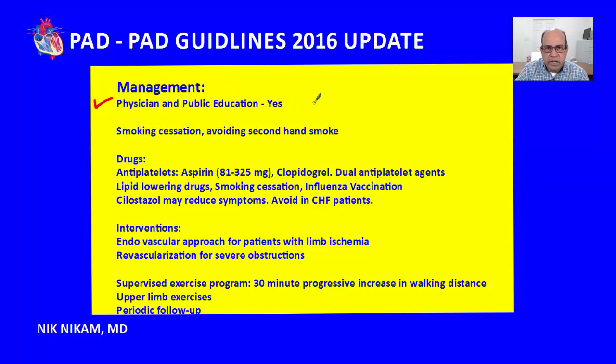The most important thing is to strongly advise smoking cessation. Even people who are exposed to second-hand smoke should be advised to avoid smoke inhalation at any cost, because smoking can greatly aggravate the peripheral arterial disease.